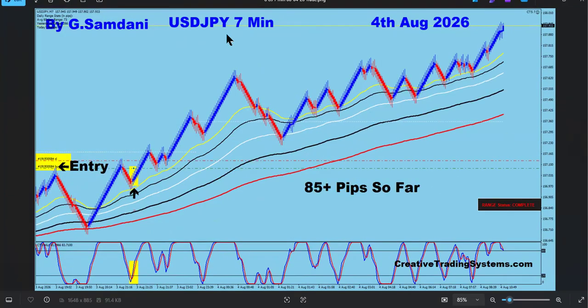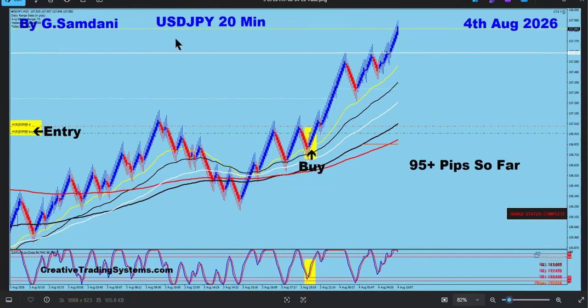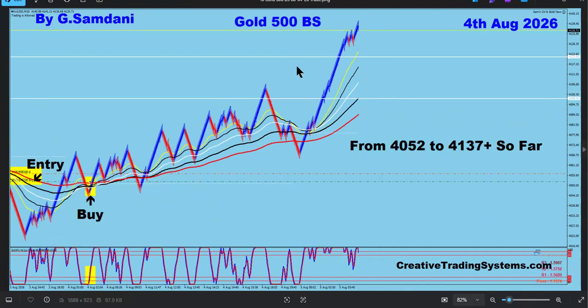This one, USD yen, also went up, right? And this is the entry right there. This little arrow shows that this trade is taken by the CTS7 auto trading robot. So look, 85 pip right there on August 4th. USD yen, again, this one from the 20-minute chart for 95 pip.